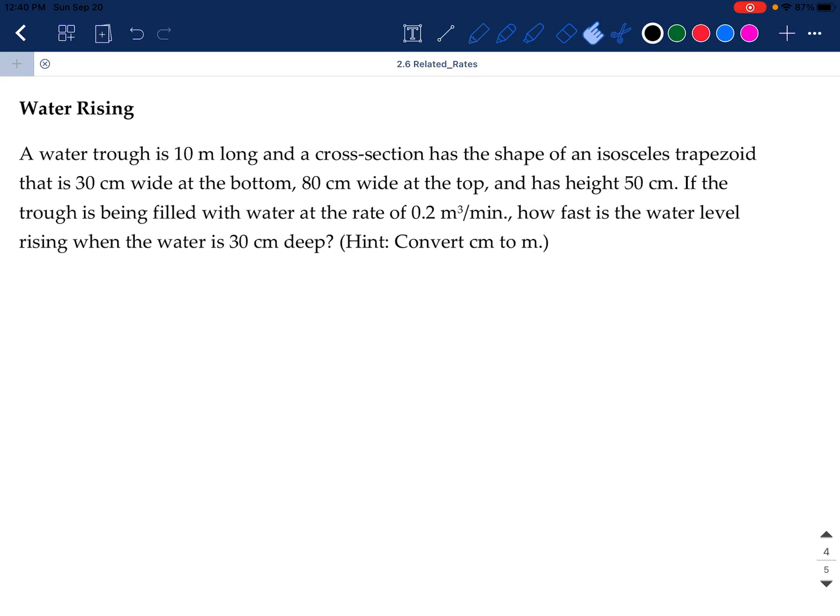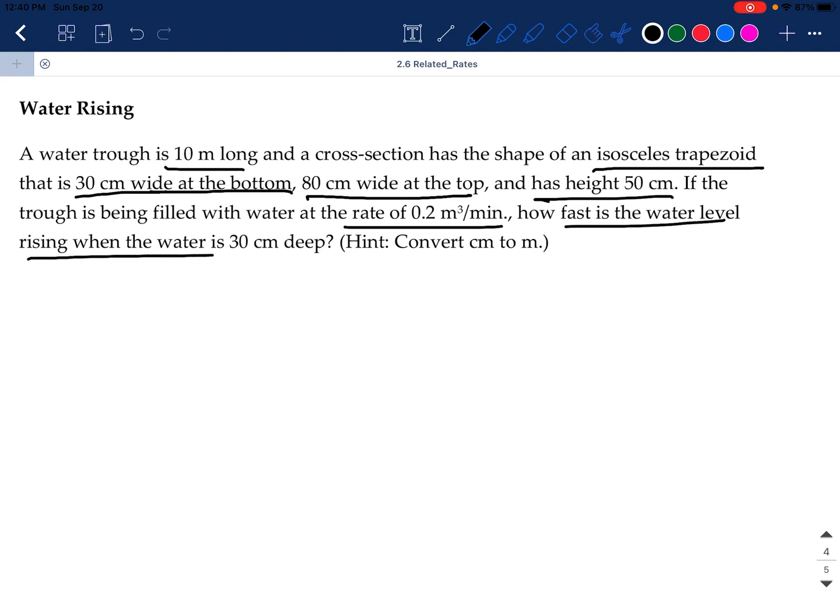A water trough is 10 meters long, and a cross-section has the shape of an isosceles trapezoid that is 30 centimeters wide at the bottom, 80 centimeters wide at the top, and has a height of 50 centimeters. If the trough is being filled with water at a rate of 0.2 meters cubed per minute, we want to know how fast the water level is rising. So another water level rising problem, instead of a cone that we're filling with water, it's going to be this water trough that has an isosceles trapezoid for its cross section.